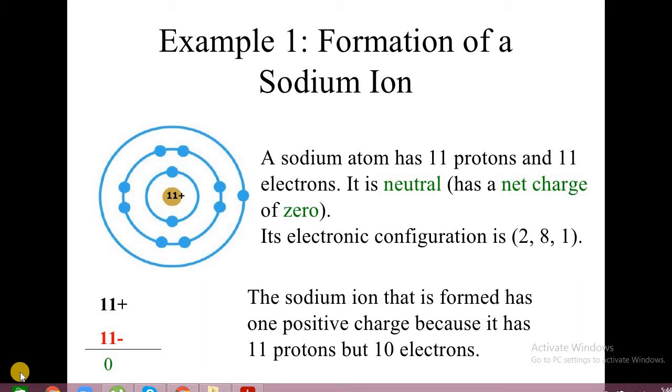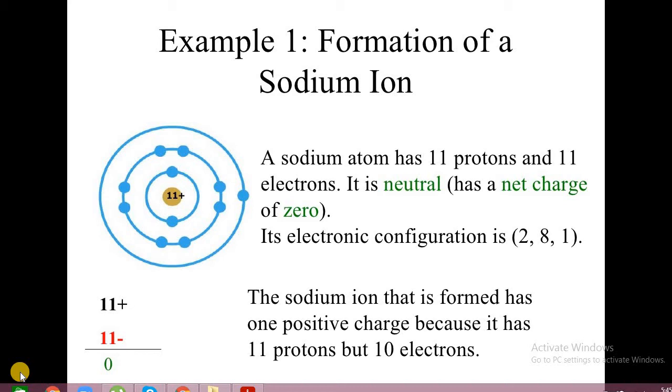This short video is going to explain how we can use the dot and cross diagram to show the formation of the ionic compounds. Here I am going to use the example of the formation of sodium chloride. As you can see on the screen, I am going to explain how the sodium ion is formed. Sodium ion is formed from the sodium atom.